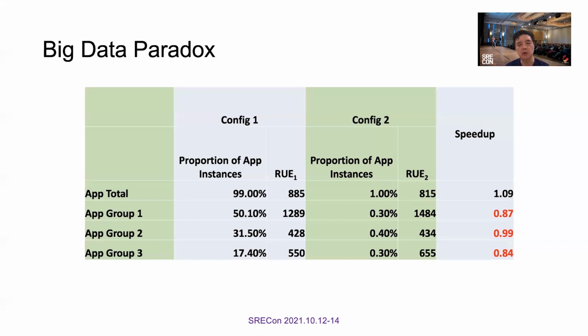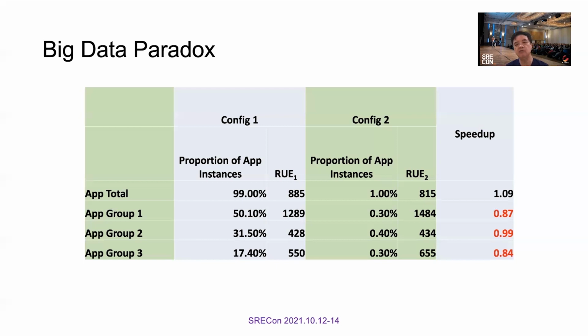Let's take a look at group 3. The number of app instances is about 17.4% with a rule value of 550. And the rule increases to 655 in configuration 2. That means for this configuration change, the speed up is just 0.84.